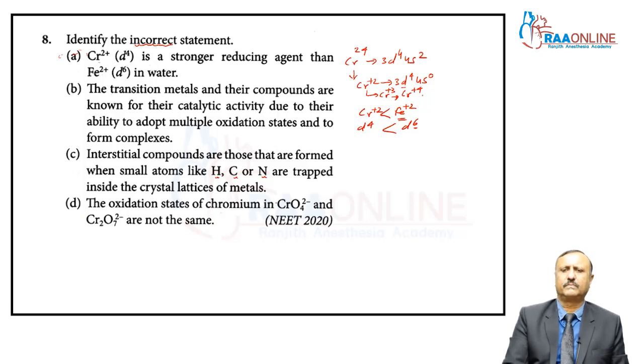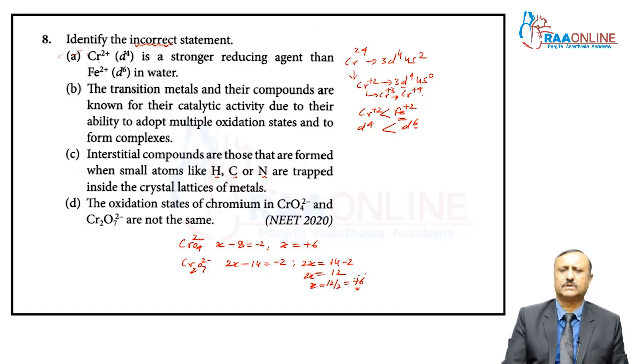The oxidation state of chromium in CrO4 minus 2 and Cr2O7 minus 2 are not the same. My dear students, you can calculate the oxidation state in CrO4 minus 2. Here x minus 8 is equal to minus 2, then x is equal to plus 6. Now we can calculate the oxidation state in Cr2O7 minus 2. Here 2x minus 14 is equal to minus 2, so 2x is equal to 14 minus 2, that is 12, then x is equal to 12 by 2, that is equal to plus 6.